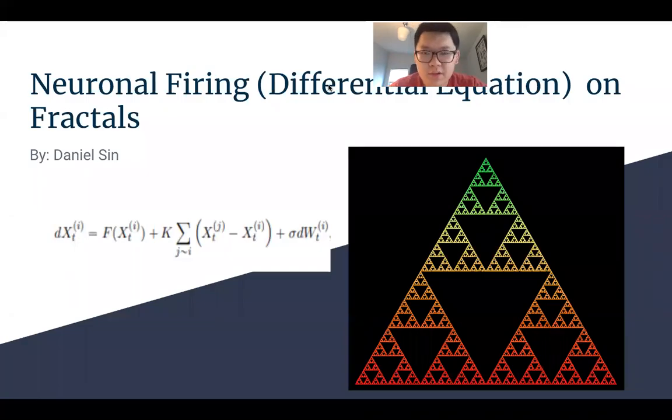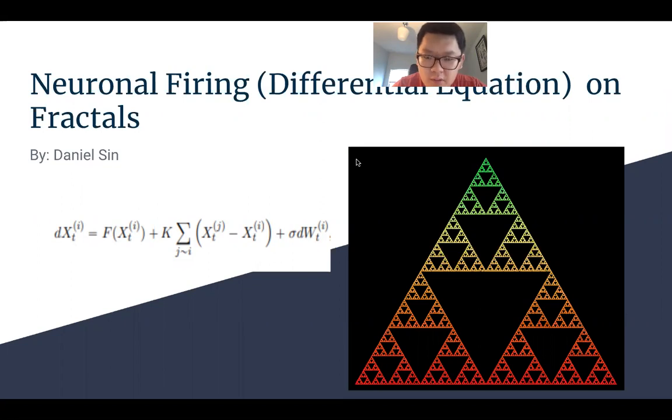Hello, my name is Daniel, and this is my project on neuronal firing on a fractal. Over the last 10 weeks, I've been striving to learn more about the effects of a biological neuron model, known as the quadratic integrated fire model, shown on the left-hand side of the screen. This is a slightly more complicated version, as we'll see down the road.